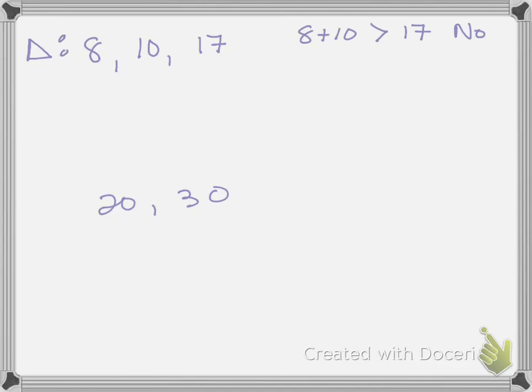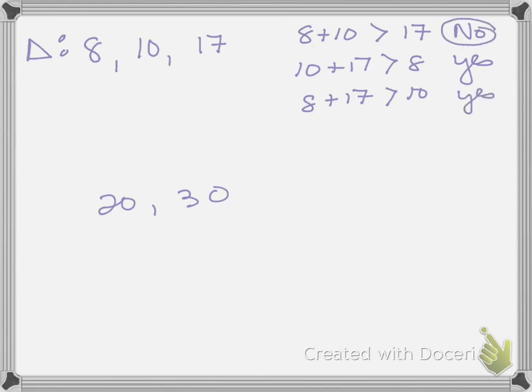But let's go on in case you picked other numbers first. How about 10 plus 17? Is that greater than 8? And the answer is yes there. And what haven't we added together yet? How about 8 plus 17? And is that greater than 10? And you can say yes again. So because you have one no, game over, no triangle possible.